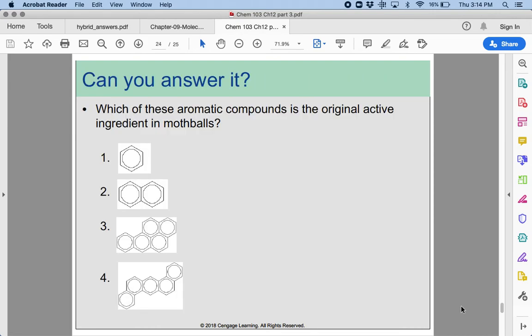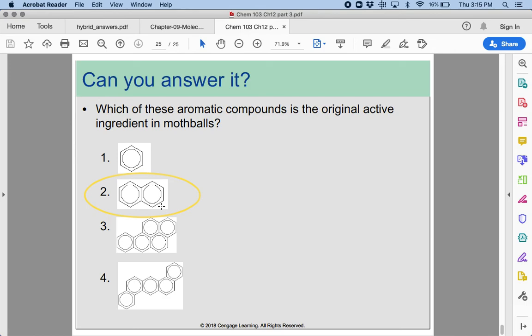Which of these aromatic compounds is the original active ingredient in mothballs? This is more of just a kind of trivia type question. So the original one is naphthalene. Naphthalene is actually pretty much what mothballs are. So if Grandma and Grandpa ever smelled like mothballs, what you're probably smelling is the naphthalene.